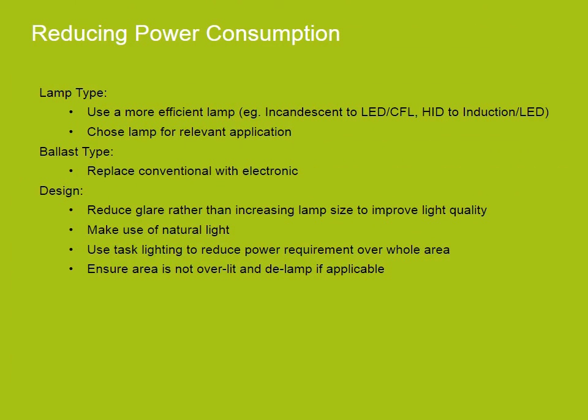The lamp type can greatly influence the power consumption of the lighting system. Assess each case individually. However, usually halogen downlights can be replaced with LED, incandescent lamps can be replaced with CFLs or LEDs, and HID can be replaced with induction or LED. Lamps should be chosen based on their suitability to the application, which includes aspects such as color temperature, luminous intensity, lamp life, and CRI.